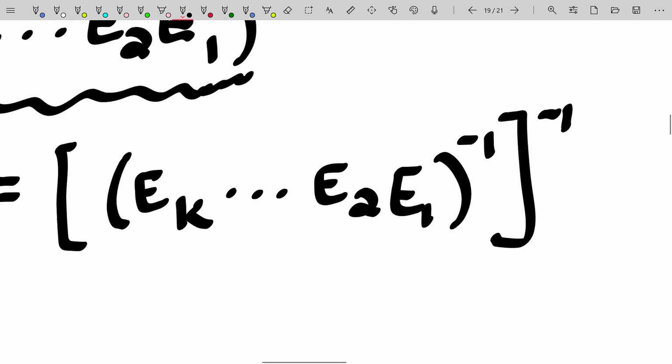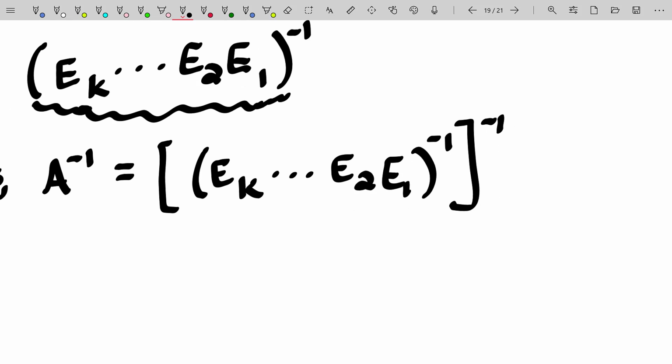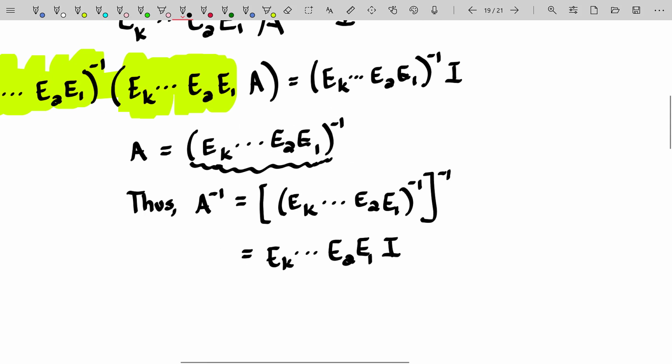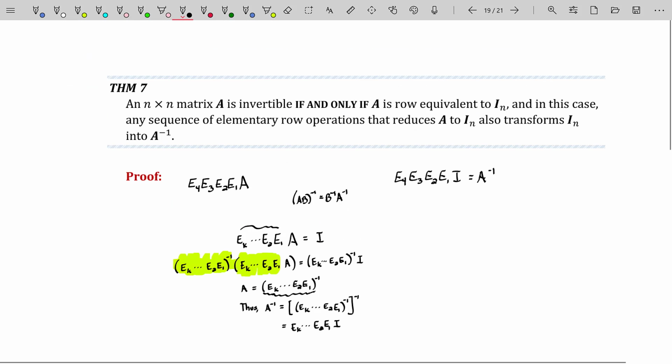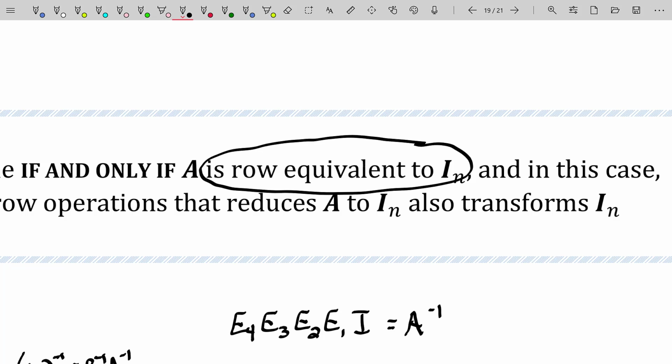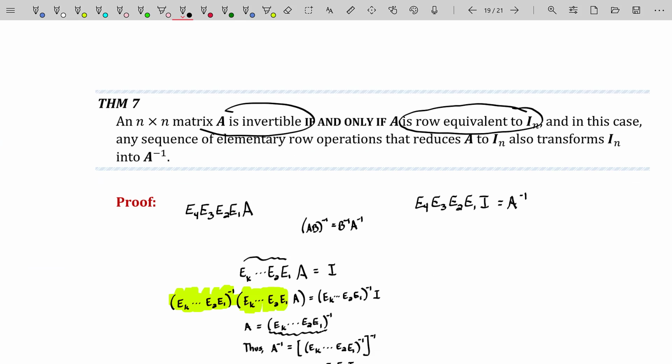And we happen to have a theorem that says the inverse of the inverse is the regular old matrix. The inverses kind of cancel in a way. And so A inverse is E sub k dot dot dot to E sub 2 times E sub 1. And you could throw on an identity matrix there if you want to. And that actually proves that if A is row equivalent to the identity matrix, then A is invertible.